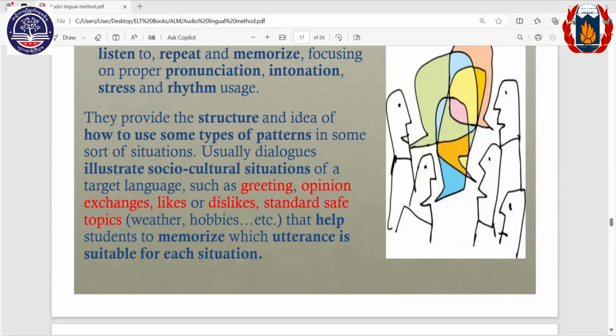Actually, the dialogues illustrate the socio-cultural situation of a target language, like greetings, opinions, exchanges, likes or dislikes. The other thing is some standard topics, like weather, hobbies, or topics that can be used in the classroom. Right? That's why it is also good to learn the expressions by heart. That's why some teachers suggest learning expressions or phrases by heart, so that you will produce the correct pronunciation and correct form.